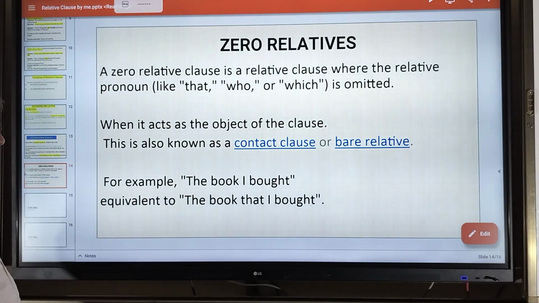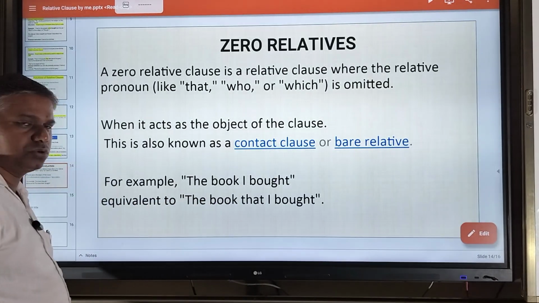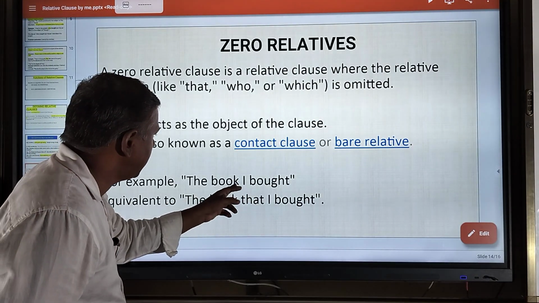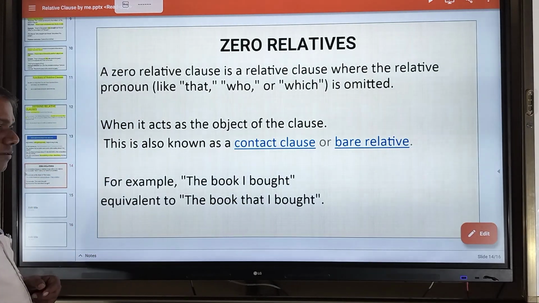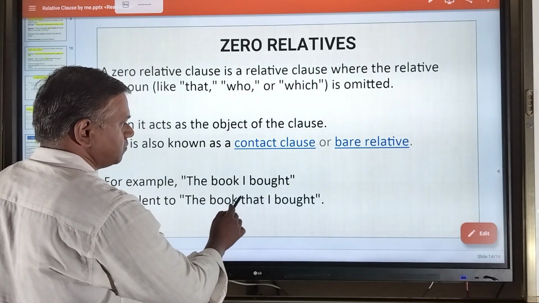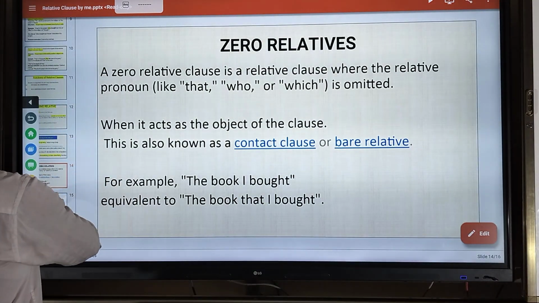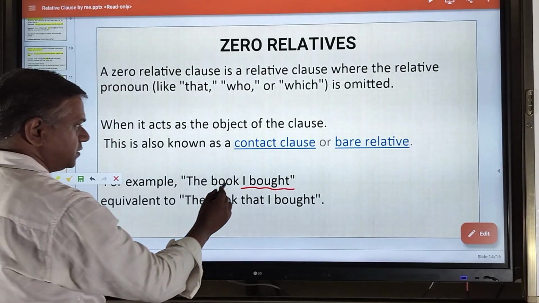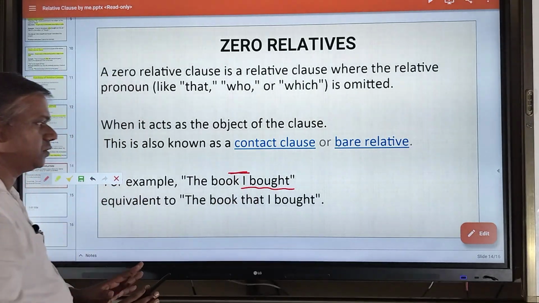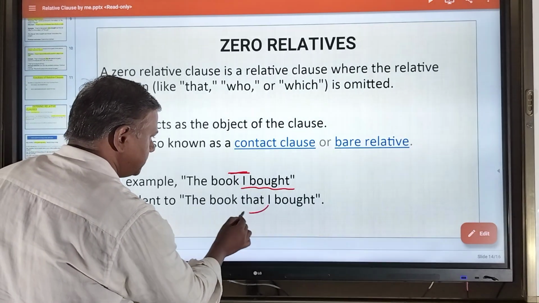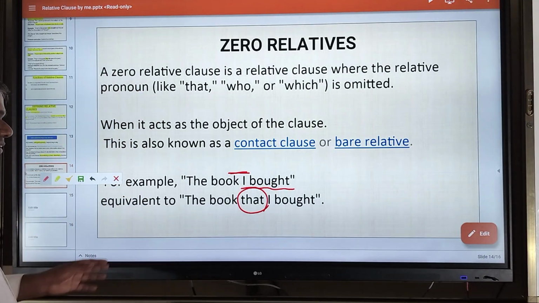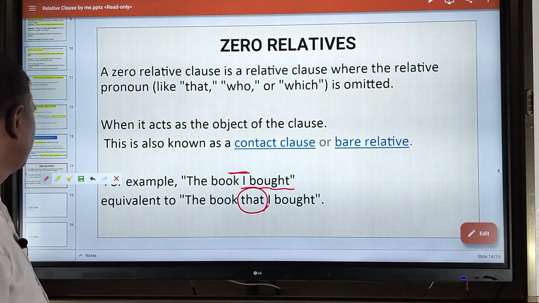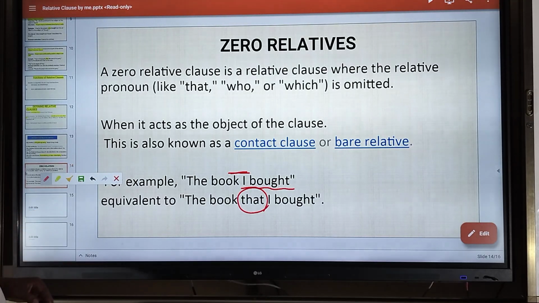You see the example: the book I bought. We call this a contact relative clause or zero relative clause, or a bare relative clause, because here the relative pronoun or the subordinator is not there. This one is: the book that I bought, the book that I bought. Understood? So this is the zero relative one.